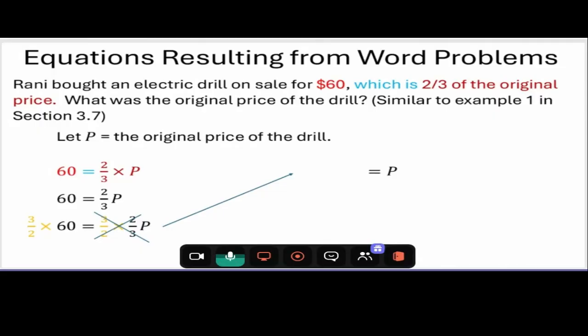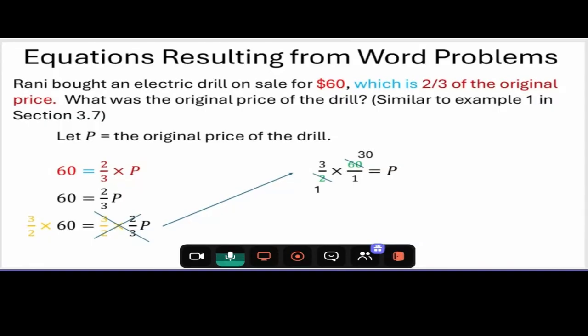The fractions cancel out. And then on the left, we just got to work out what is 3/2 times 60. Well, to do fraction work, we make that 60 over 1. And we could multiply the tops and then divide by the bottoms, or we can also do some canceling first, which usually saves you a bit of time.